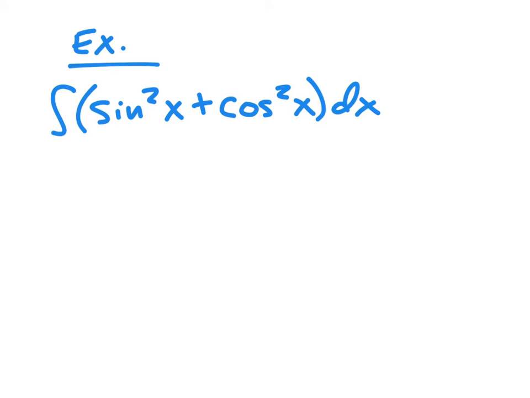What else have I learned from pre-calculus or another math class that would allow me to simplify this integrand into something easier? You might recall that sine squared plus cosine squared is actually equal to something. This is what we call the Pythagorean identity. Sine squared x plus cosine squared x is equal to 1. And so now if I'm integrating 1, that just goes back to the function of x and then plus c.